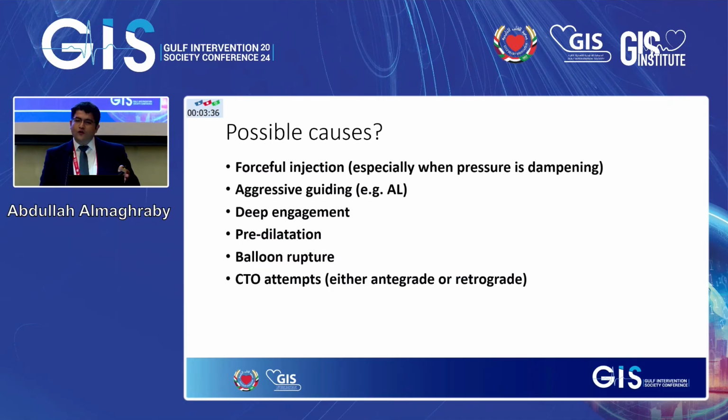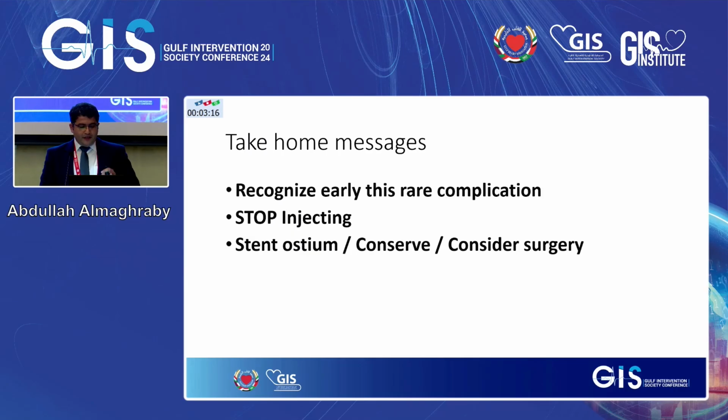What are the possible causes of this complication? The first and most common one is forceful injection, especially when pressure is dampening. The second common one is aggressive guiding, such as Amplatz left guiding catheter, deep engagement, pre-dilatation balloon rupture, and also CTO attempts. So my take-home messages in this case: recognize early this rare complication in your cases.